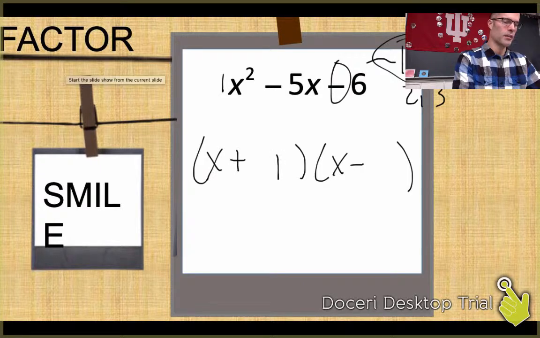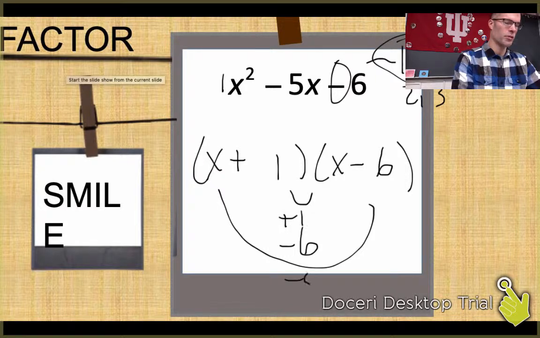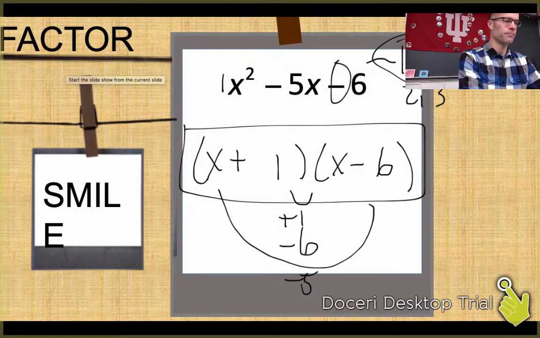So we'd have to have a positive 1 and a negative 6. So again, when I SMILE, it gives you a negative 6. That gives you a positive 1, which gives you negative 5. So this is the only combination that will work.